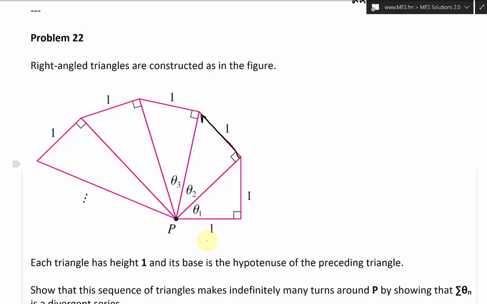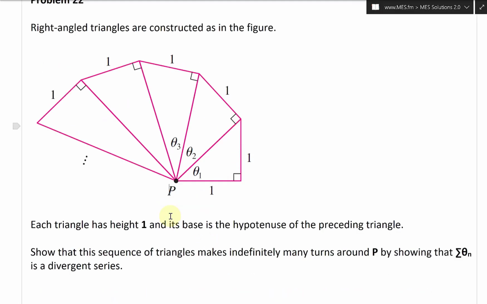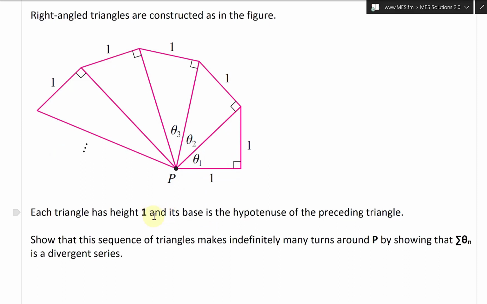And notice how the next hypotenuse becomes the base. This is the base, base, base, etc. Alright? And each triangle has height 1, so that's the height. And its base is the hypotenuse of the preceding triangle. So if this one right here is the hypotenuse, it becomes the base for this one here. And it is the hypotenuse of the preceding one.